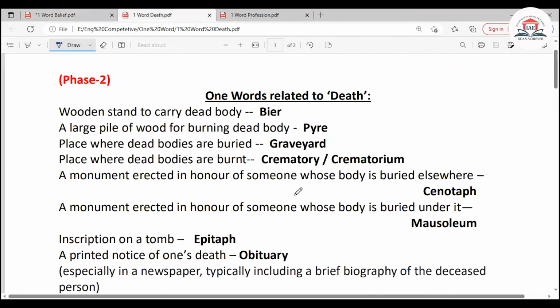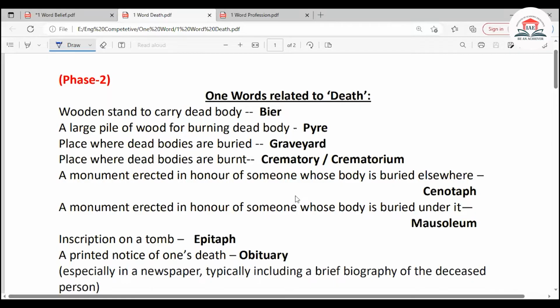We have a different set of words. Now, one word related to death. So these are the processes through which we can make our vocabulary very easy. Go step by step. Make a category of it. Take some words together which belong to the same idea or same thought. Then only it will be easy for us to understand.